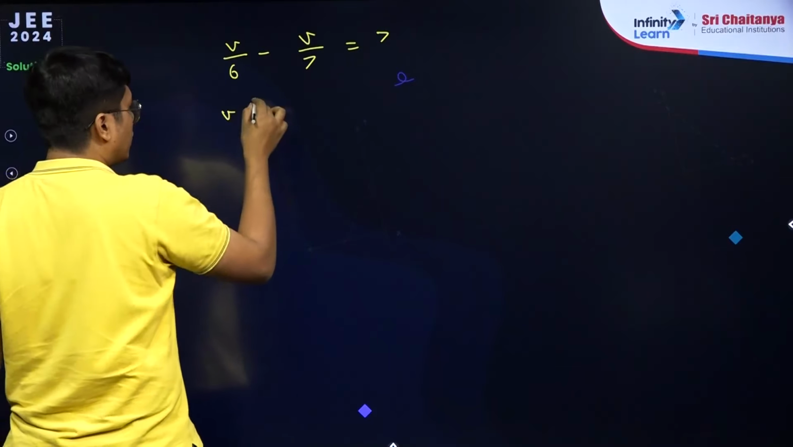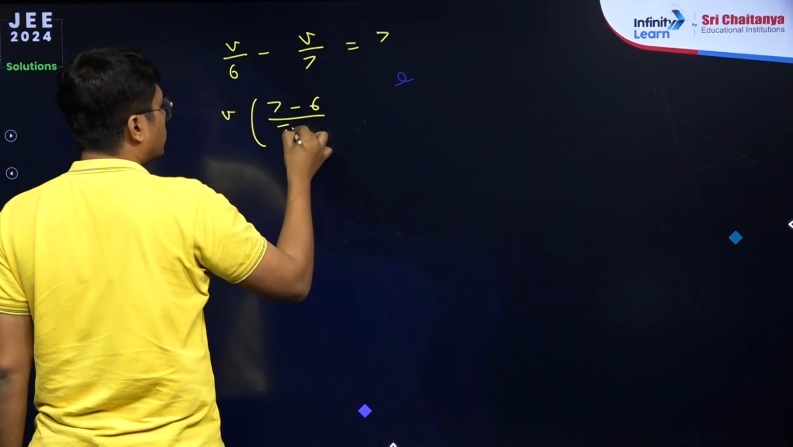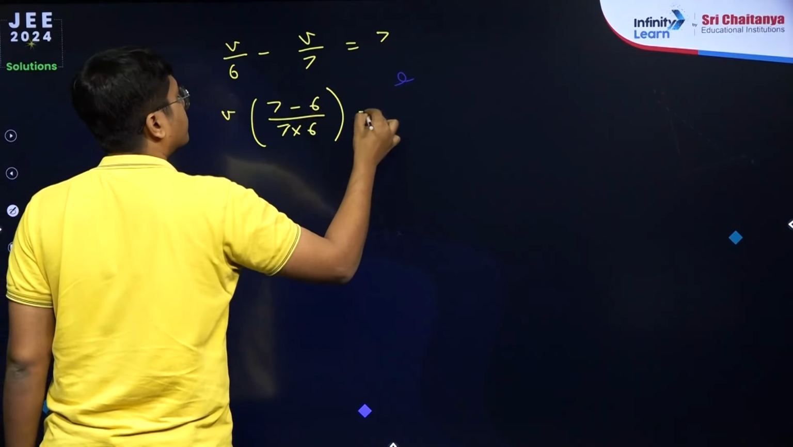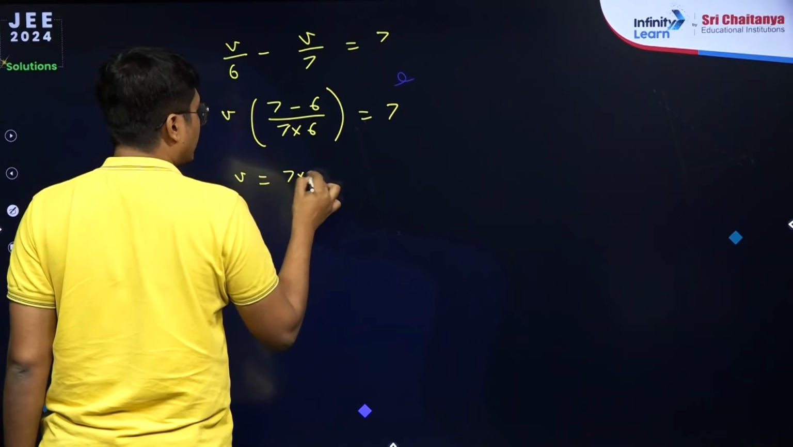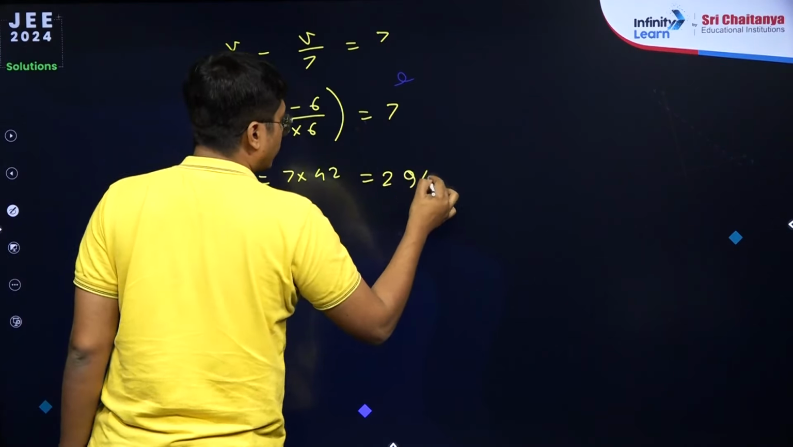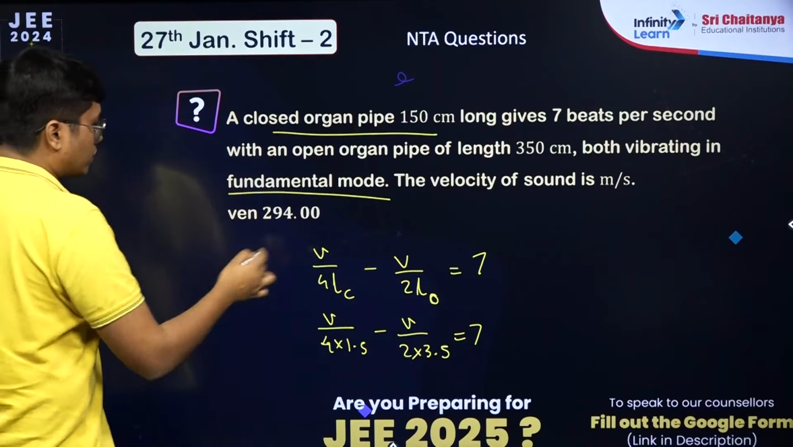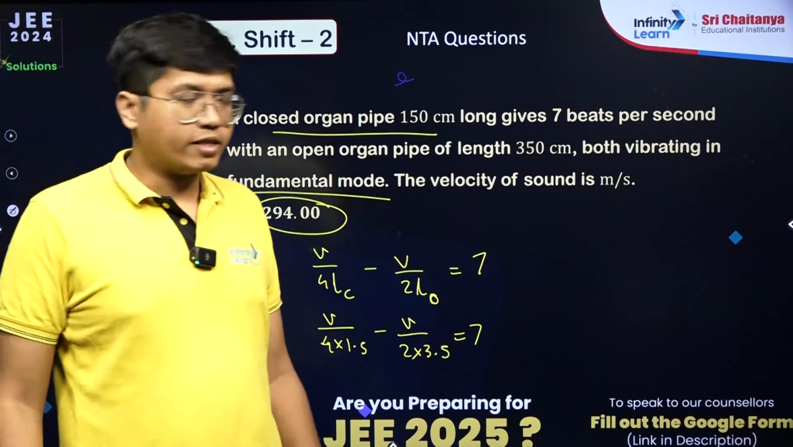So V is 1 by 6 minus 1 by 7, so 7 minus 6 by 7 into 6. This is equal to 1. So V comes out to be 7 into 42. 7 into 6 is 42. That is 294. So yes, this is your answer. The velocity is 294 meters per second.